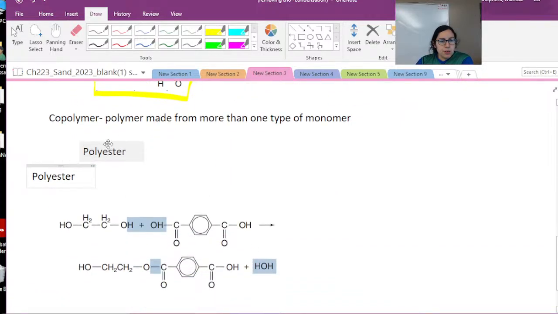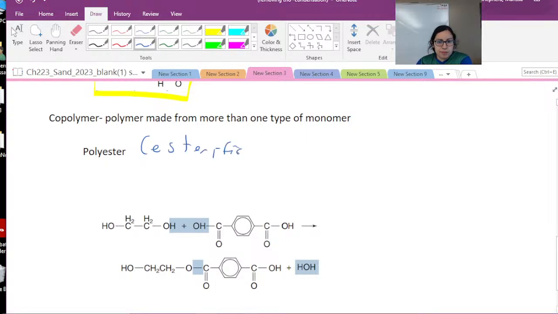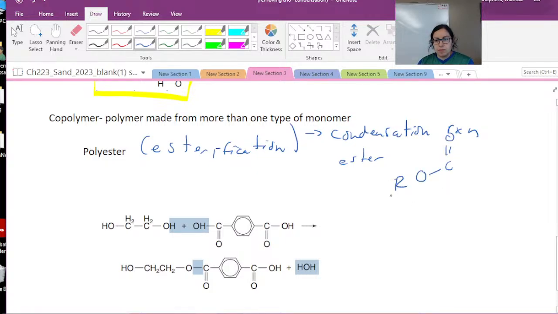And so now here's another reaction. So this is polyester. And so this is an esterification reaction. And so esterification, do we remember what that was from last week? Yes, so condensation reaction. And so what's an ester? It's oxygen. It's like the carboxylic acid group without the H, and it's attached to some carbon chain inside. Excellent. So we make some sort of ester group.